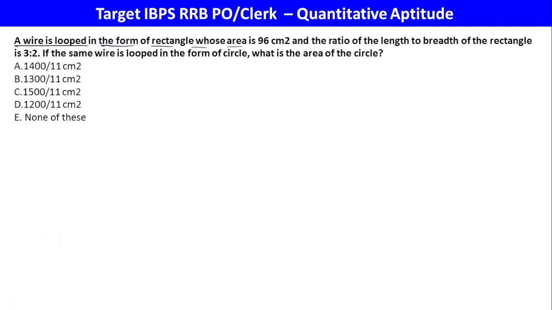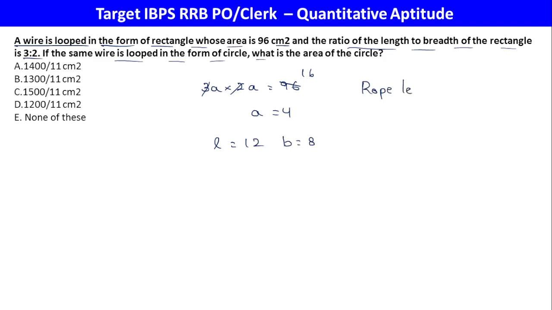A wire is looped in the form of a rectangle, with area given and the ratio of length to breadth. The same wire is looped into a circle. What is the area? The length of the wire is the perimeter. Then the area is 3a into 2a equal to 96, so 6a² is 96, a value is 4, the length is 3 times 4, 12, and the breadth is 2 times 4, 8. The wire length is 12 plus 8, 20. What is the area of the circle?